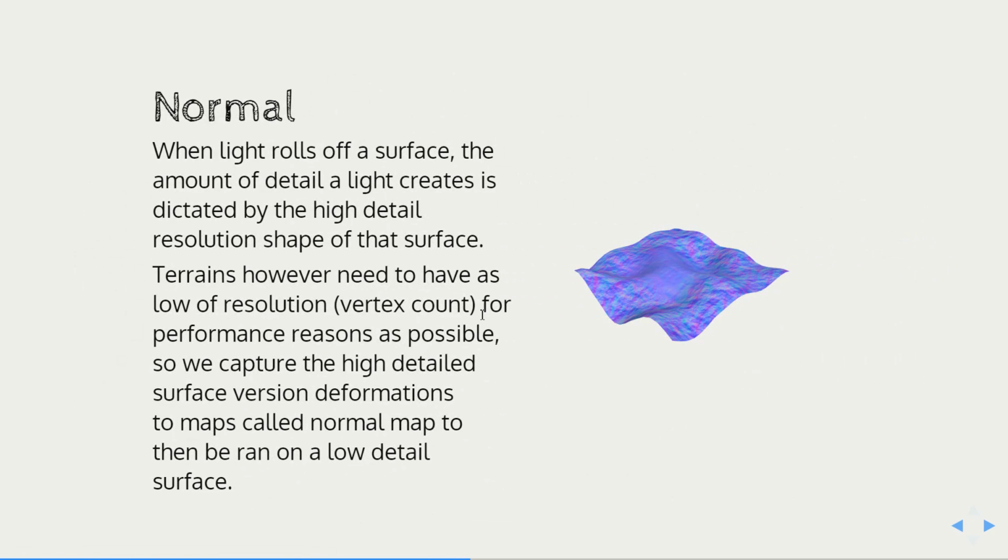Normals. When light rolls off a surface, the amount of detail a light creates is dictated by the high detail resolution shape of that surface. Terrains, however, need to have as low resolution for performance reasons as possible. So we capture the high detailed surface version deformations to a map called a normal map, to then be run on a low detail surface.